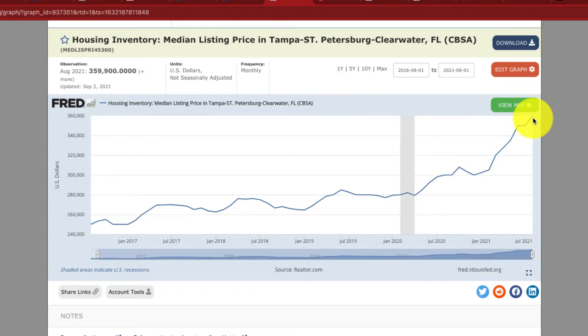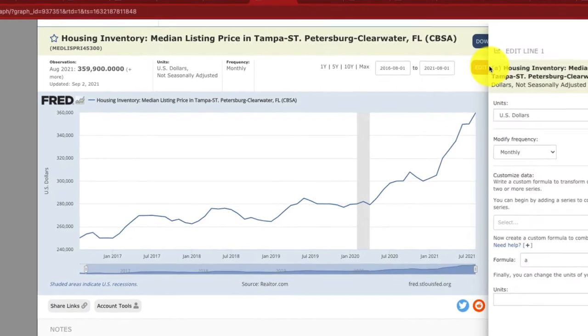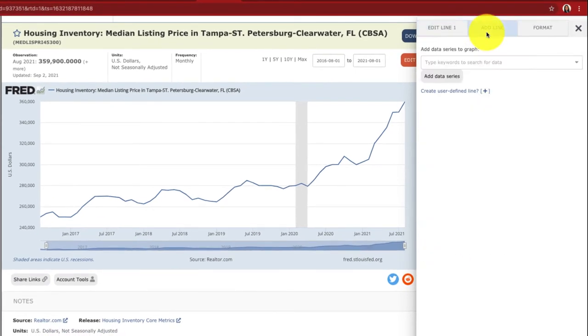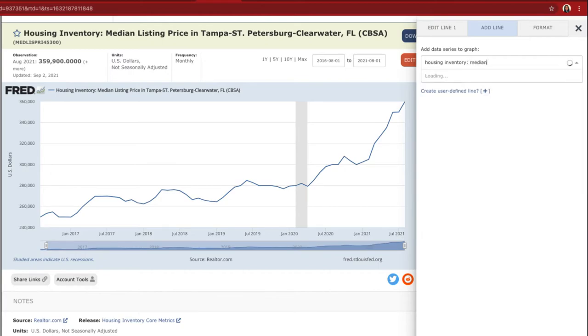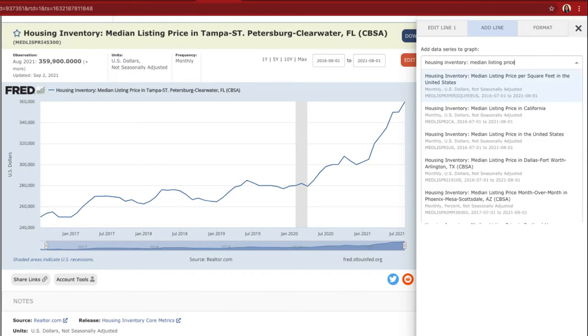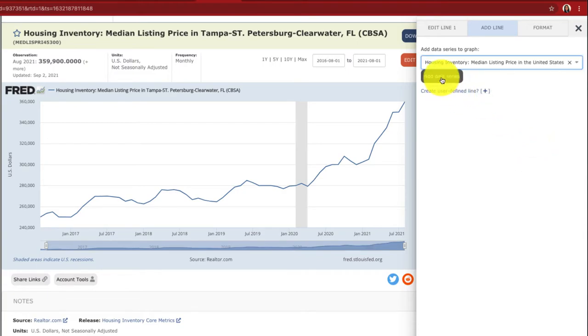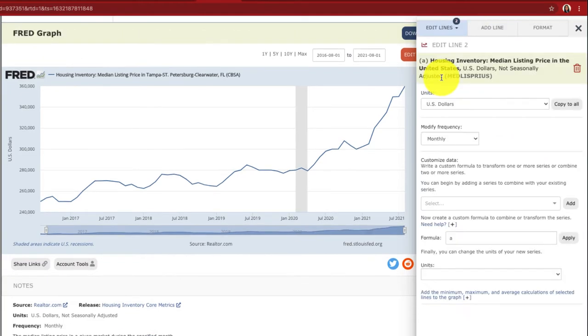I have no idea. So let's go to Edit Graph and let's pull in something that we can compare it against as a base. So let's look at housing inventory. We want to still get median listing price. And we want to get it for the whole United States. So housing inventory, median listing price in the US. Going to click this and add this to my data series.